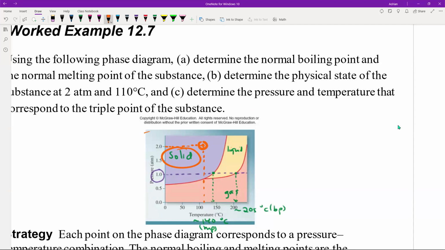And then part C, determine the pressure and temperature that correspond to the triple point. So the triple point, where all three lines intersect, is going to be right here. And that seems to correspond to about 110, just a little bit above. And then the pressure here is about 0.7 or 0.8.